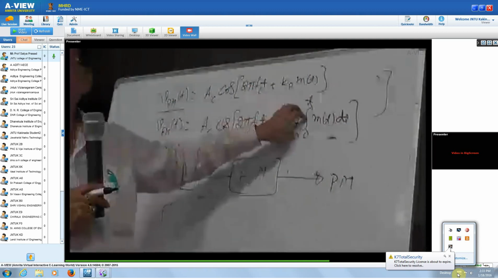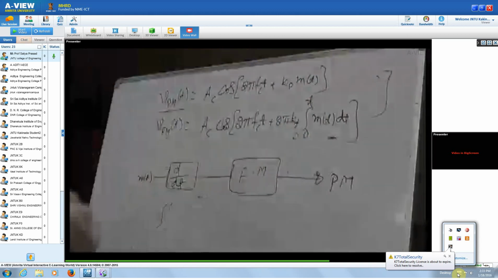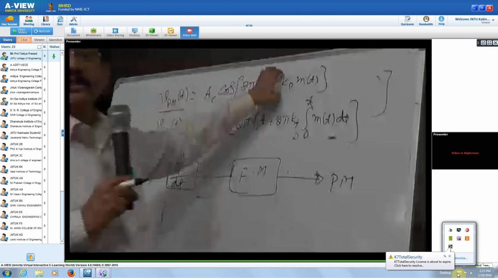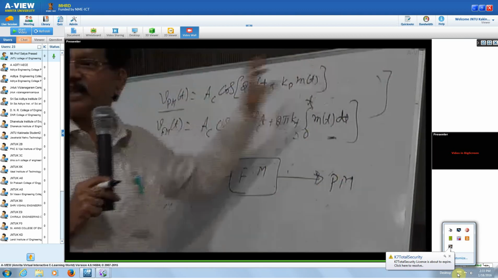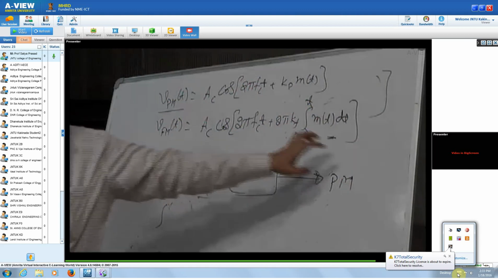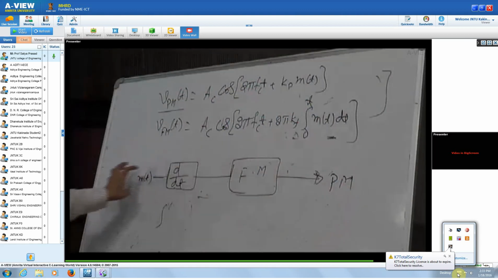Therefore, this is 2 pi kf into m of t, some constant into m of t. That's what we want here, constant into m of t. That means if you have a frequency modulator and you want a phase modulated output, we can get it like this.